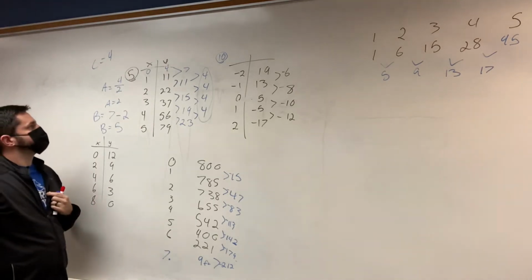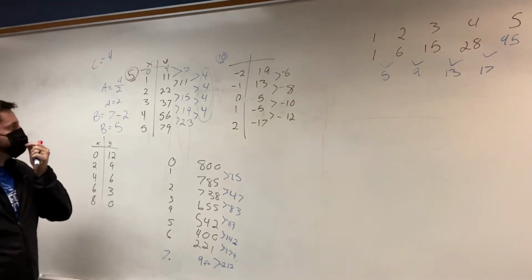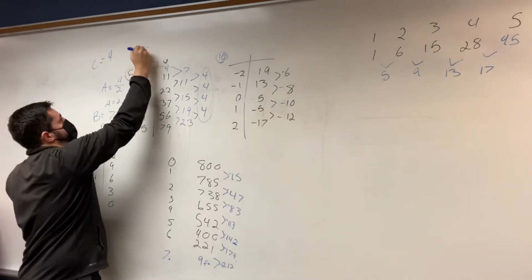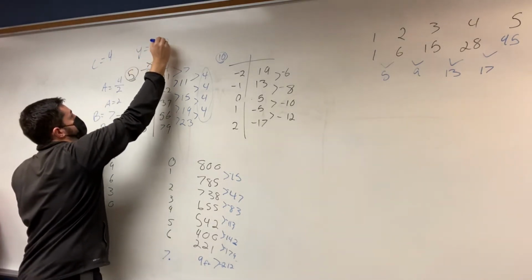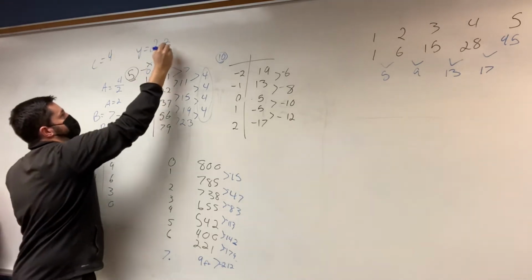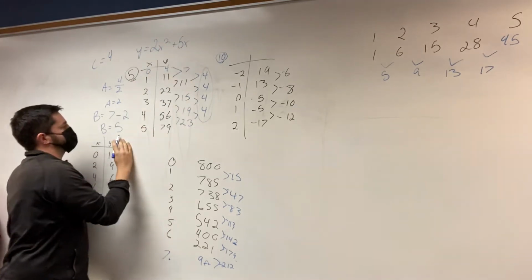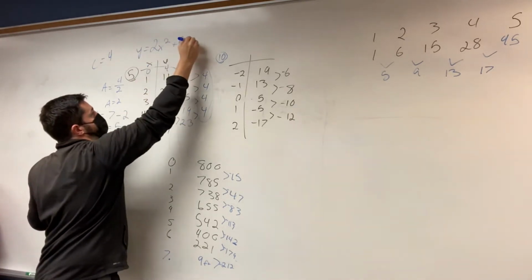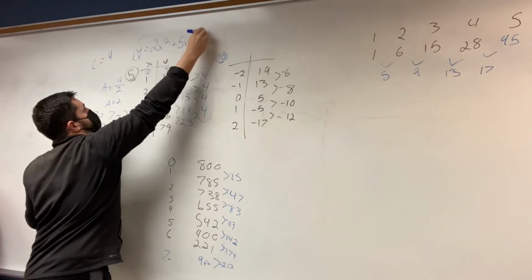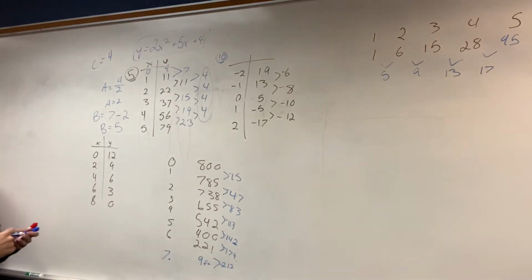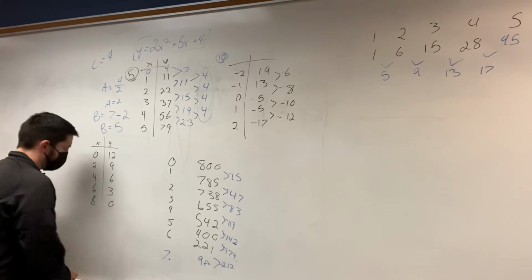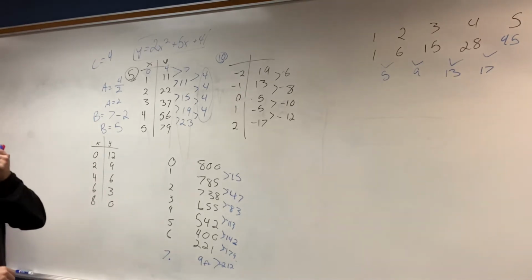Cool. All right. Now, so that equation, y equals A x squared plus Bx plus C. So we got 2x squared plus 5x, because B is 5, plus 4. There we go. Marker's dying on me. Okay. There you go. Rest in peace.